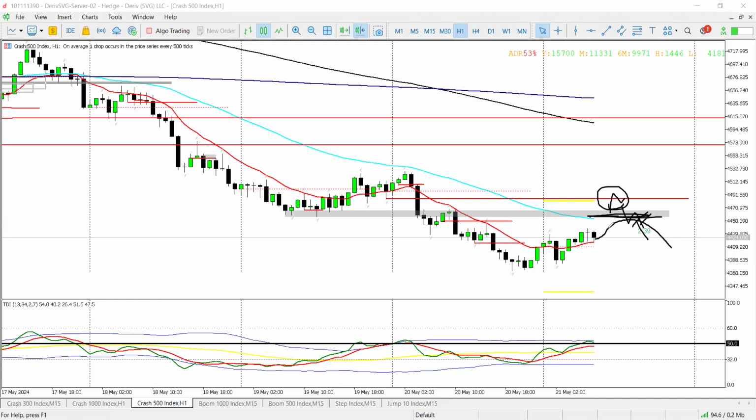Then if we are below the 13 EMA, that will give us more confluence. And we expect the price to run all the way to yesterday's low or slightly below. So that's my view on C5. For now, I'm going to leave it on this chart.